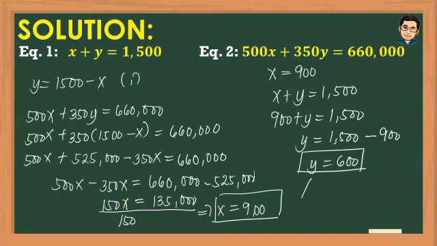Ibig sabihin, yung answer natin, 900 tsaka 600. Ano ba yung 900 na yan tsaka 600? So, yung 900 po na yan is yung bilang ng tickets na naibenta sa mga adults. Yung 600 naman, yung bilang ng tickets na naibenta sa mga teenagers.